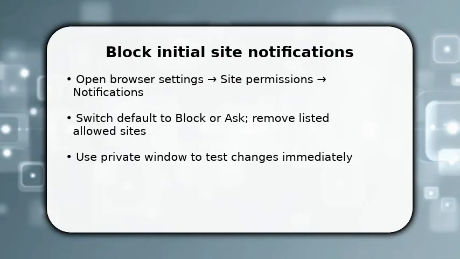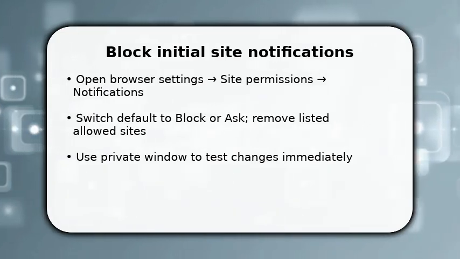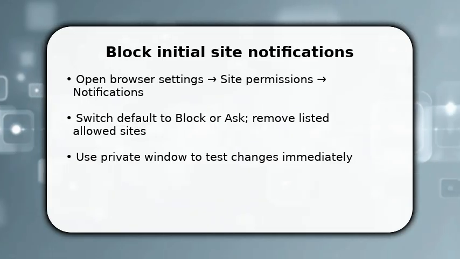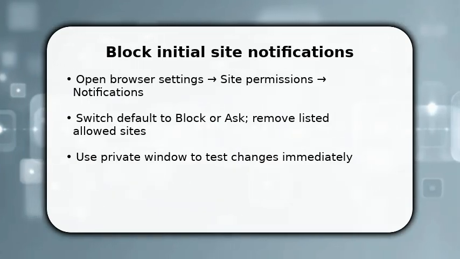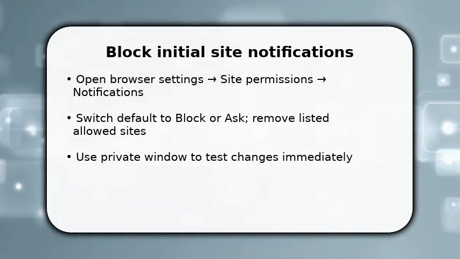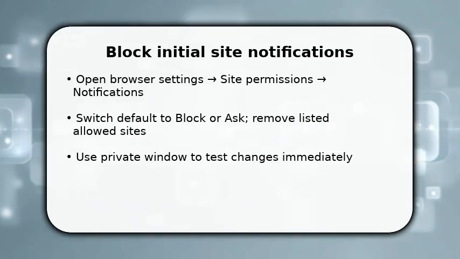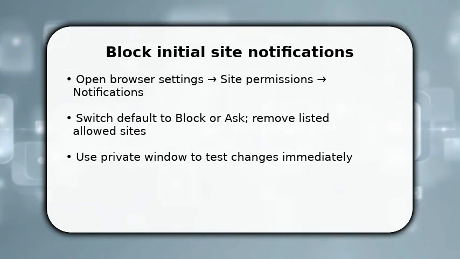You begin by stopping browser push alerts. Open your browser settings and go straight to site permissions, then notifications. Change the default to block or ask. Remove any sites listed under allowed so they can no longer push messages. Once done, restart the browser and test in a private window to confirm no prompts reappear.